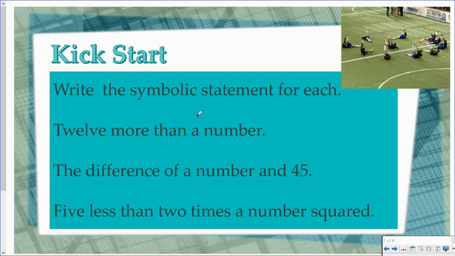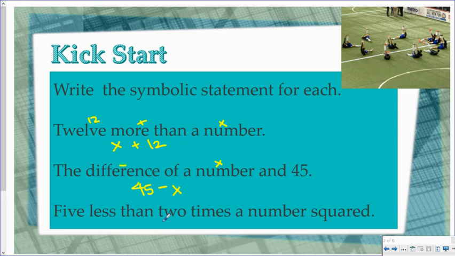So we have 12 more than a number. So 12 more meaning plus. And then a number, we're going to have X represent a number. With that, putting it all together, we have X plus 12. The difference of a number and 45, difference meaning to subtract. A number again, X is going to represent a number, and then we have 45. So a symbolic statement would be 45 minus X.